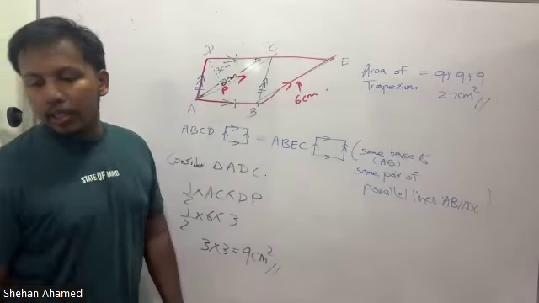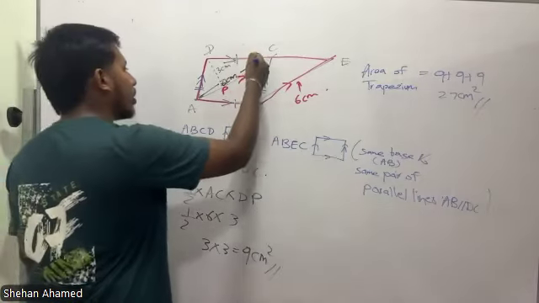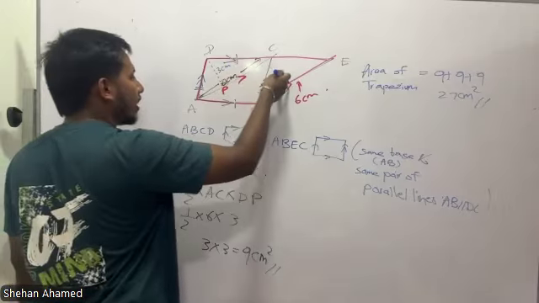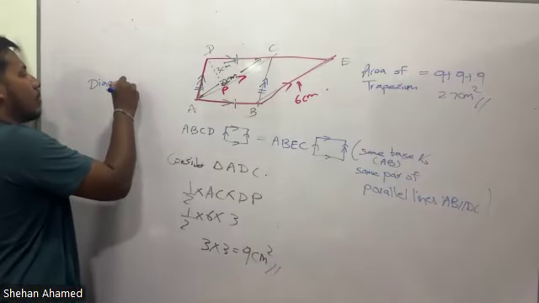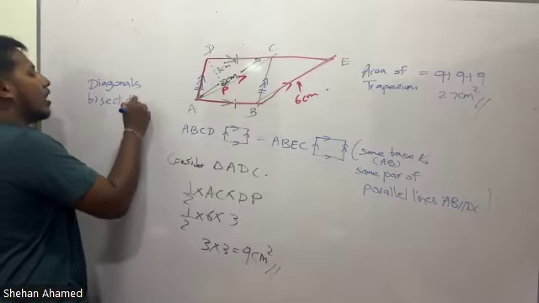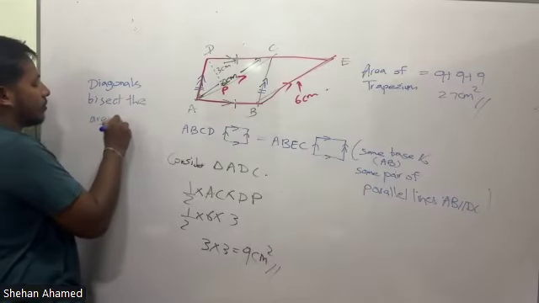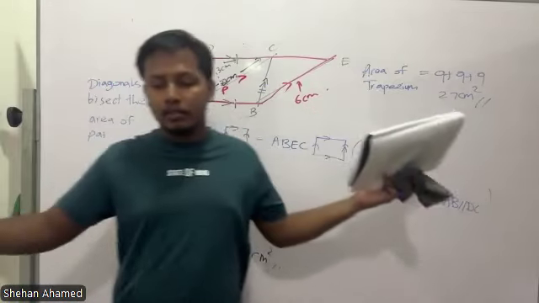Okay. So these are the theorems that you have to keep in mind. What is the theorem that you are going to keep in mind? Why did I take this 9, 9, 9? Diagonals bisect the area of the parallelogram. Bisect means what? Equal divided.